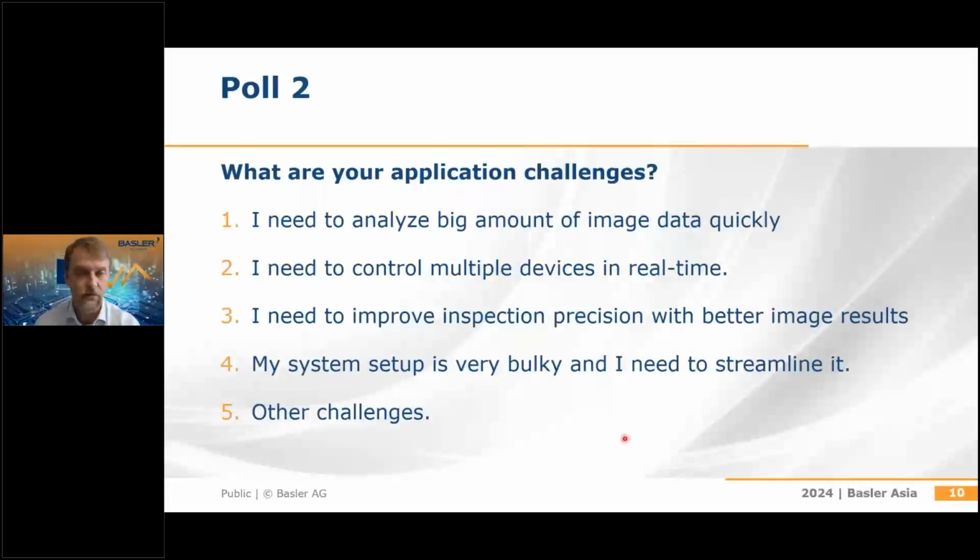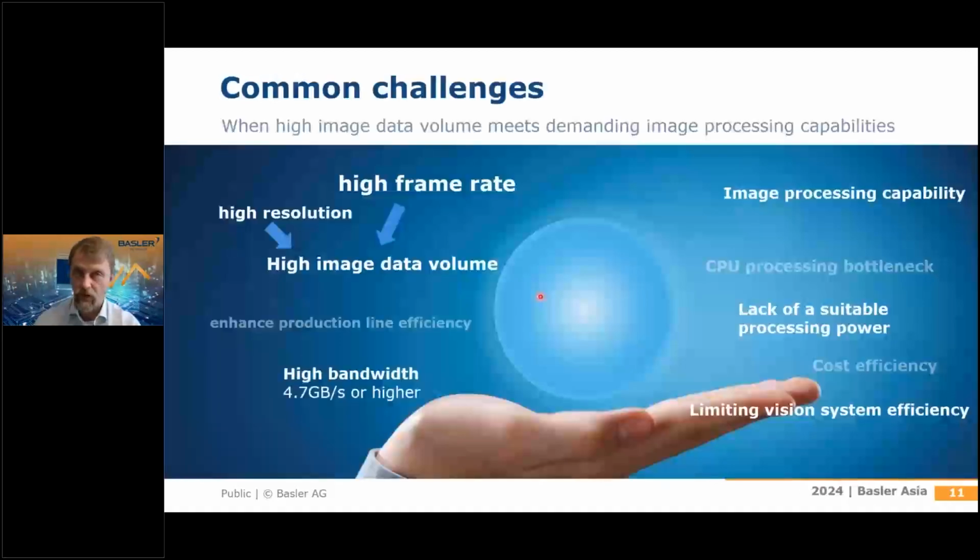Thank you very much for your answers. When we now look into the common challenges, it's about high frame rates and very high resolutions. So the data volume in time, the bandwidth with CoaXPress 12, can go up to 4.7 gigabytes per second, or when you use multiple cameras in parallel, it can get even higher, and that will definitely become a problem when you work only with CPU and GPU processing. So how to tackle this now?